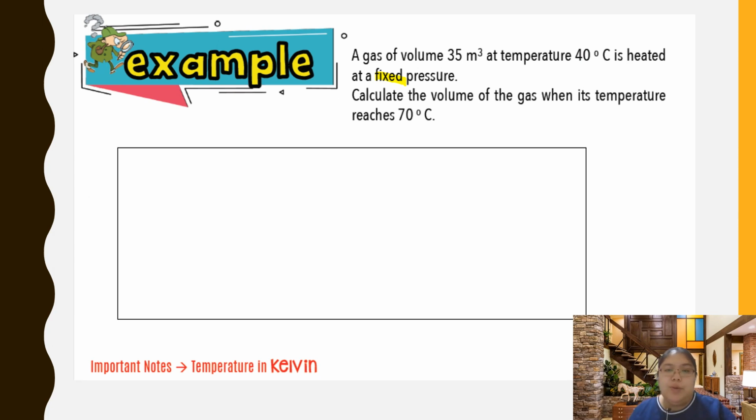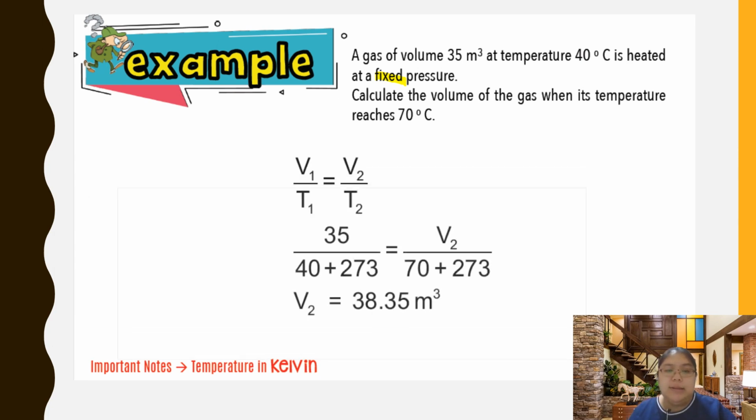So I show you the answer here: 35 over 40 plus 273. Then V2 we do know. Then T2 is 70 plus 273. So I get V2 is 38.35. We just follow the unit, meter cube.